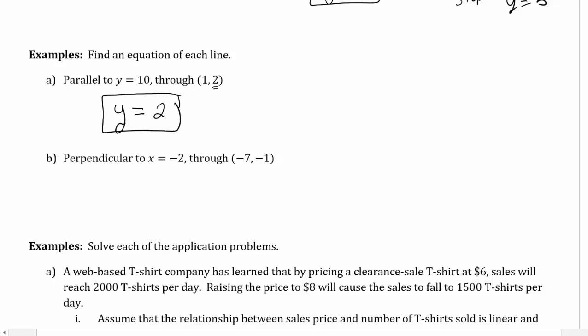In the next one, we want perpendicular to x equals negative 2. So if you have a vertical line, x equals negative 2, perpendicular to that would be horizontal. So this is horizontal, which has the form y equals, and it's going to be the y coordinate of the point that it passes through. And since it's passing through negative 7, negative 1, the equation will be y equals negative 1.